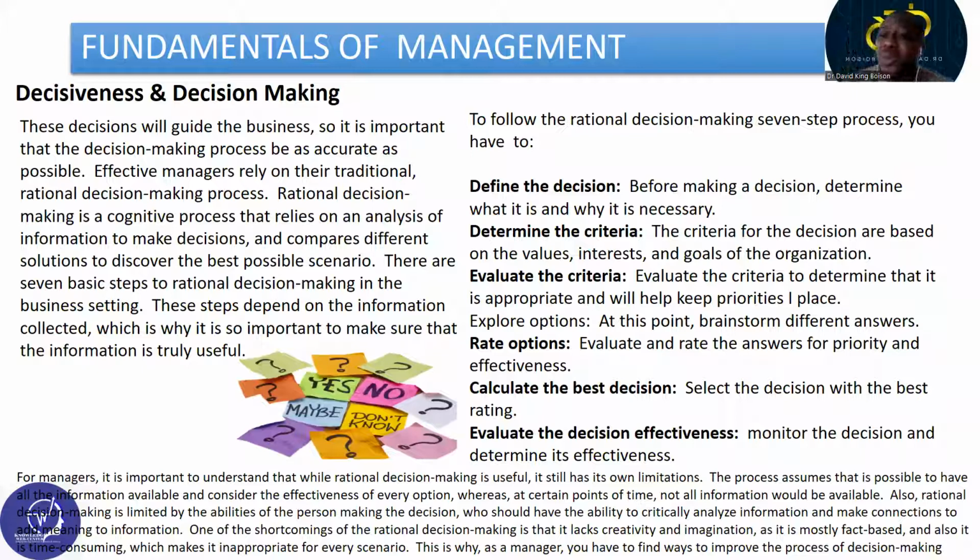The next thing is we rate the options. We put some metrics in there, and then we calculate. Calculating just means that we are making a determination of the best option. Now, when you are done with that, you have the option. Then you evaluate the decision effectiveness. In other words, you implement it, but you need to monitor. So now we are going to buy the product, but we need to monitor.